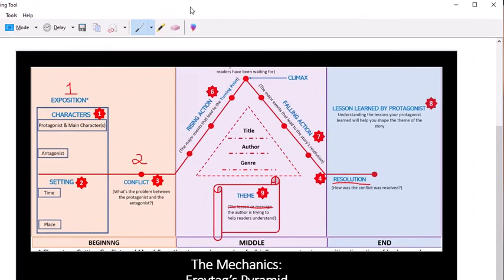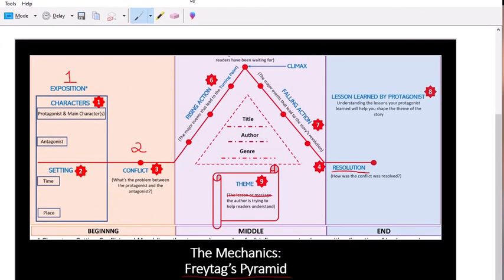As we move to the rising action, I have to drag it back over. Sorry, guys. Flip, flip, flip, flip, flip. Some of you are probably getting annoyed.